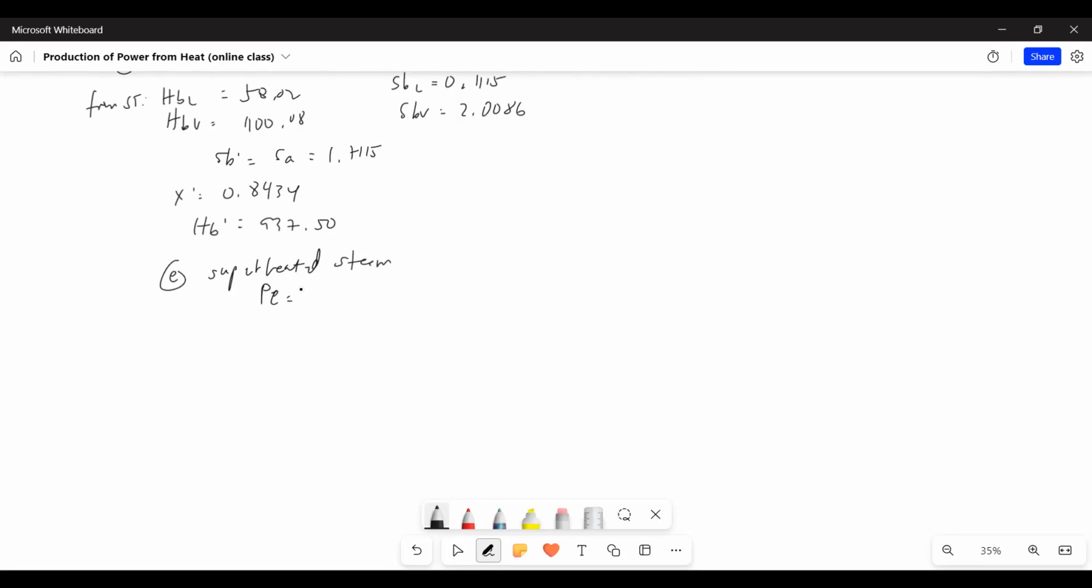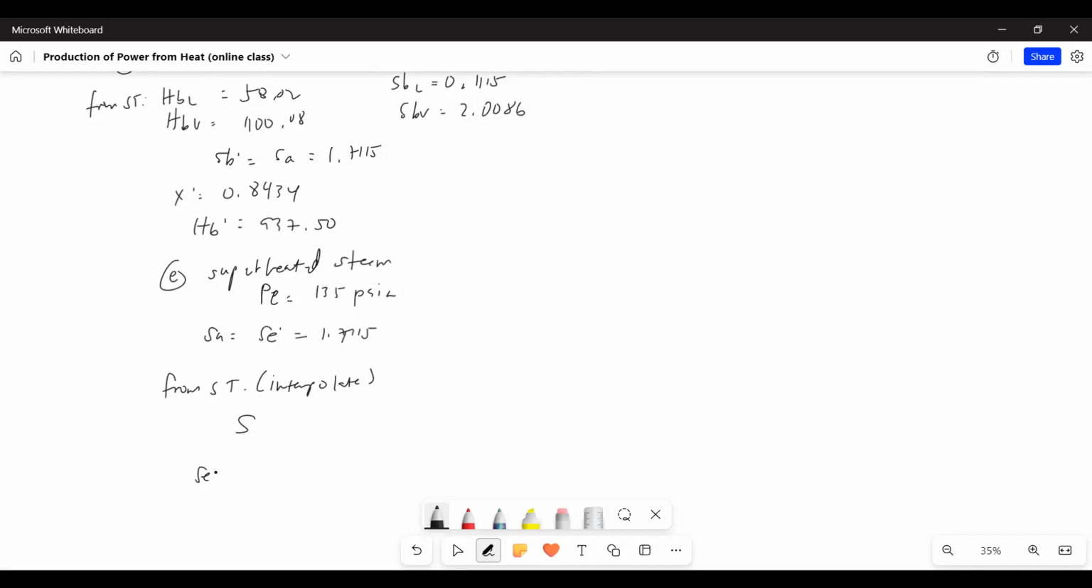Superheated steam. What do we know? Given PE, diba? PE is 135 psia. We assume isentropic expansion. So SA is equal to SE prime, or SE prime equal to SA equal to 1.7115. Okay, and then from the steam table, you have to interpolate from the steam table. Interpolate using the S value, and using the S value, you can get the H value. Okay, so pakita ko na lang din how to interpolate using the S value.